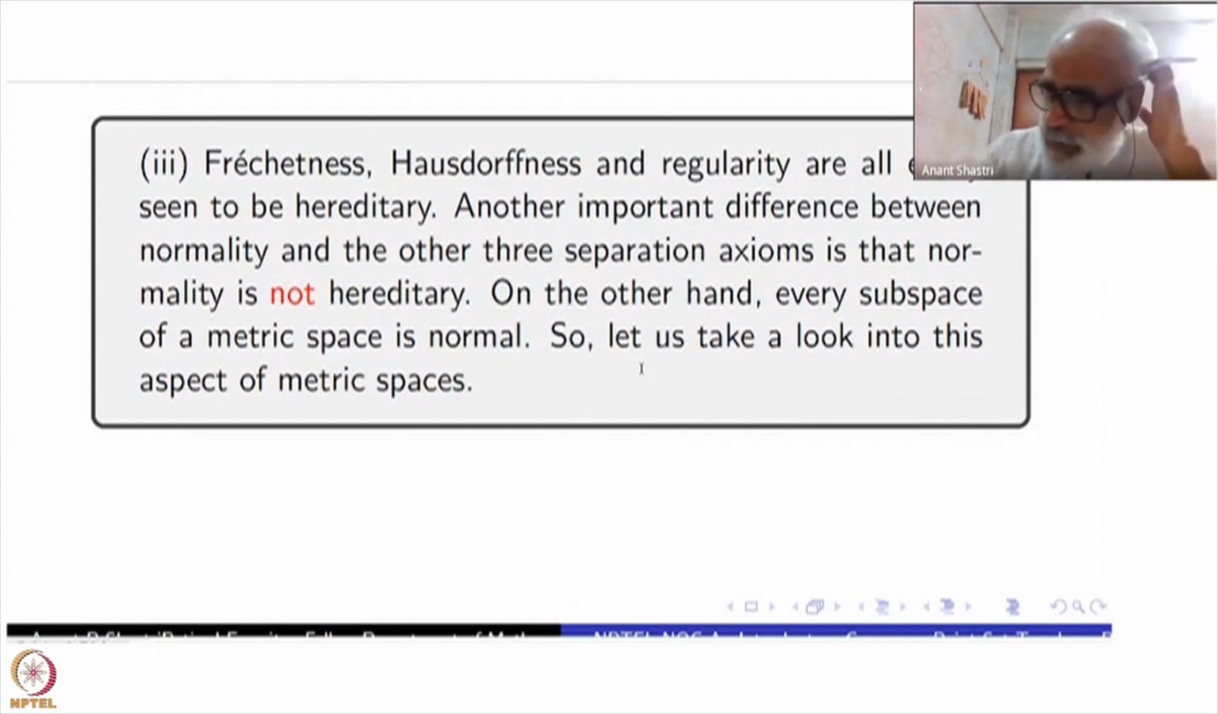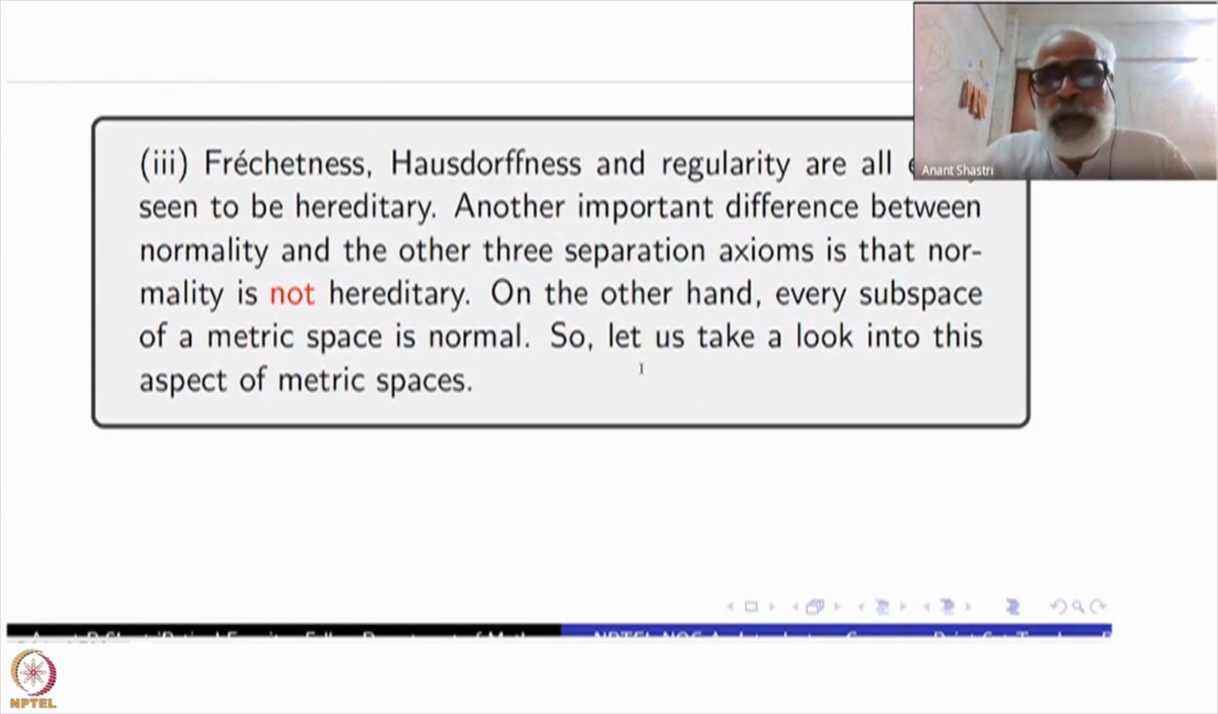Hausdorffness and Fréchetness, you can do it easily. So every subspace of a regular space is a regular space. However, if you try to do the same thing for normality, you will have problems. Why? Because starting with two closed subsets inside a subspace, there are closed subsets in the larger one. The problem is they may not be disjoint.